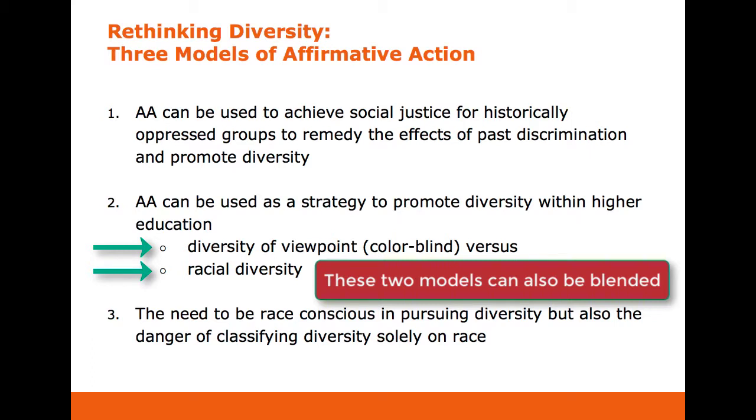It follows this line of reasoning that if diversity of viewpoint is the goal, then that can be achieved by using racial group membership as a factor. Thus, it will utilize both the racial lens and the race-neutral aspect of colorblindness to achieve diversity.